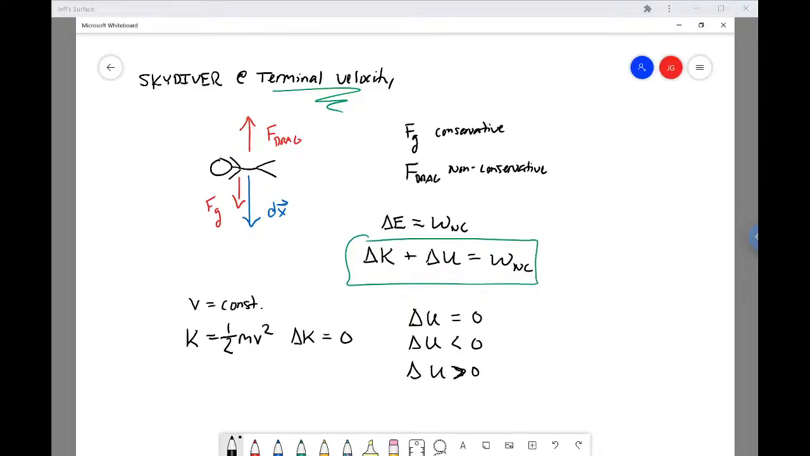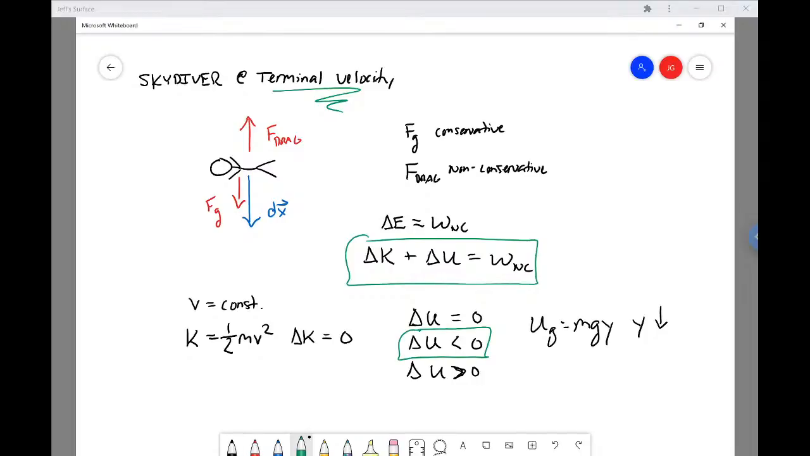Tyler's got it, Maggie's got it, Chris has got it, good. So, gravitational potential energy is mgy. So as you're falling, y is decreasing, so the gravitational potential energy is decreasing. So the answer here is right here.